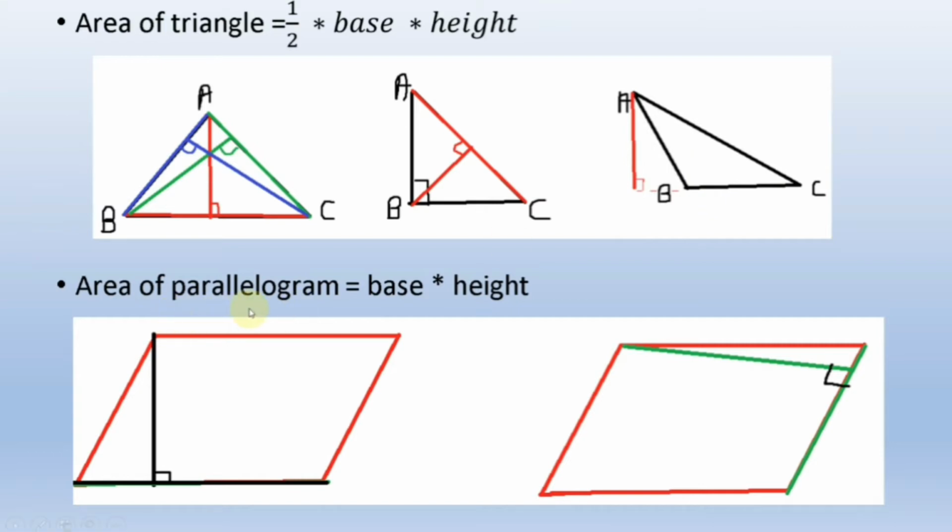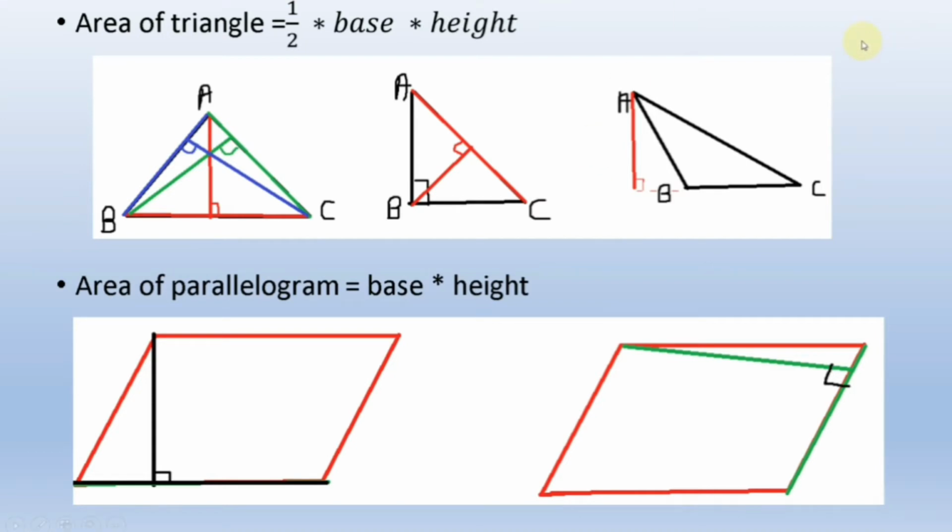Now the same is the case for the parallelogram. The area of a parallelogram is base into height. If I am taking this black line as your base, then this black line will be your height, and in case you are taking this as your base, then this line will be your height. It should be 90 degrees. Height should always be at 90 degrees. And in a parallelogram, opposite sides are equal and opposite sides are also parallel.